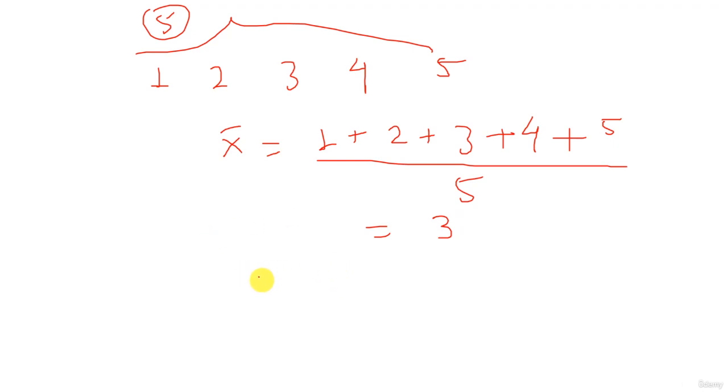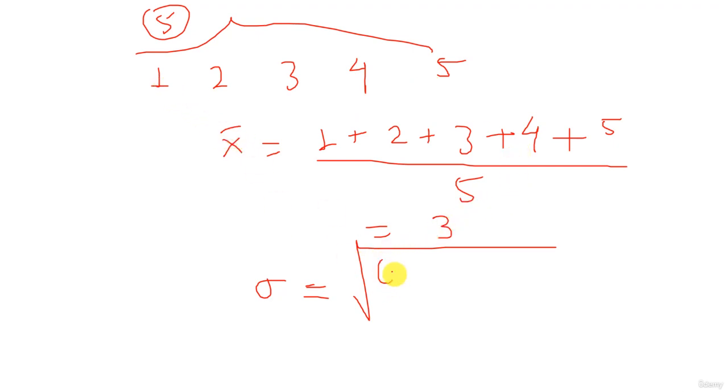Now you can also calculate just the standard deviation if you want. So just calculate the standard deviation over here. You can do something like this. You take each of the observations and subtract it with the mean. Take each of these and subtract with the mean, something like this.